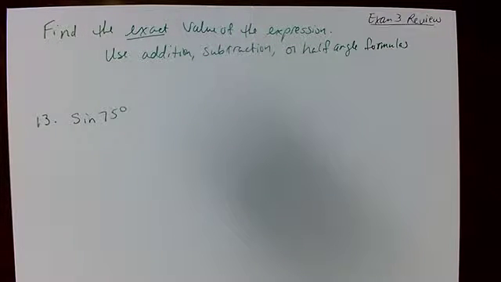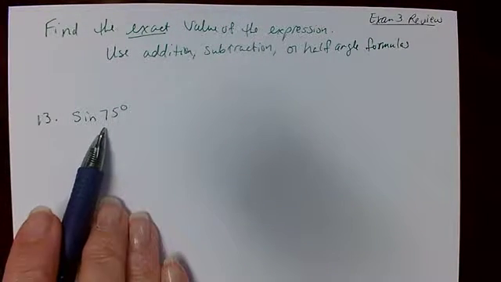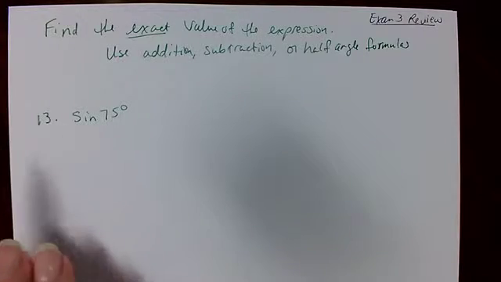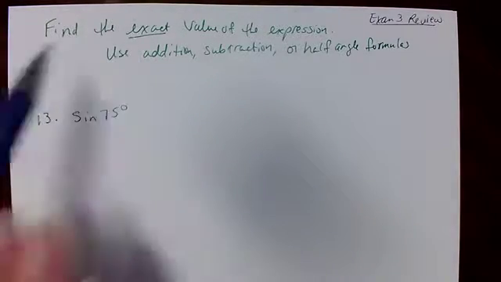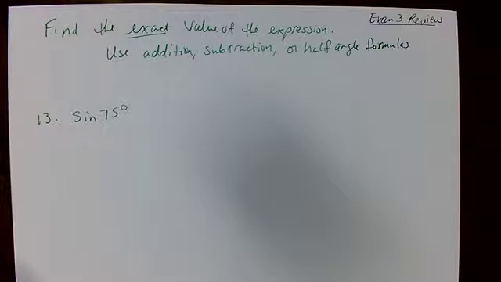All right, so on this problem, we are looking to use the addition, subtraction, or half angle formulas to find the exact value of the expression. With the sine of 75 degrees, that means we don't want a decimal answer. We want the exact values. And exact values are either going to be an integer or a whole number or a fraction. A decimal is an approximation, so we don't want a decimal answer, we want an exact answer.